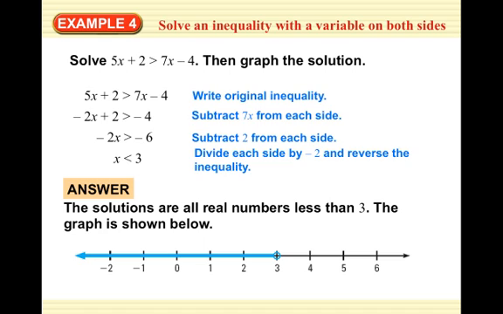Okay. So the solutions are all real numbers less than 3, and so the graph is shown below. You can see we have an open circle because it is strictly less than 3. And so we have an open circle at 3, and our number line is shaded in to the left because the values to the left of 3 are less than 3.